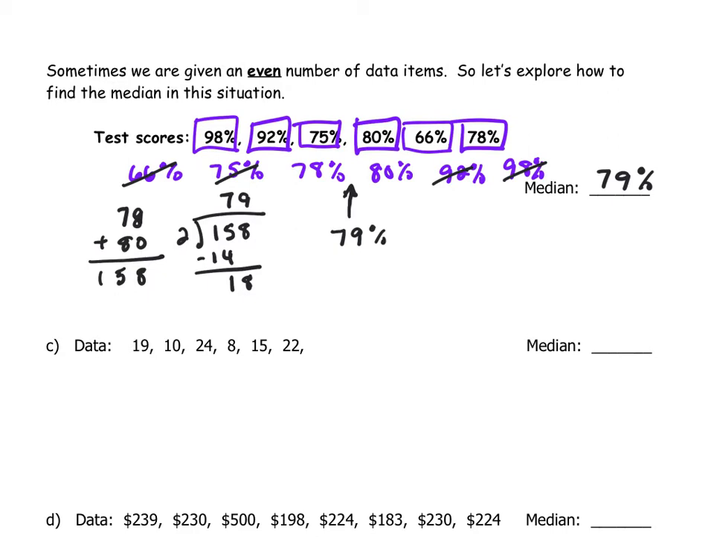So let's look at the next set of data. Again, you don't want to just go directly to the middle two numbers. That's incorrect. We have to put them in order first. And the smallest number is 8, followed by 10, followed by 15, 19, 22, and 24.